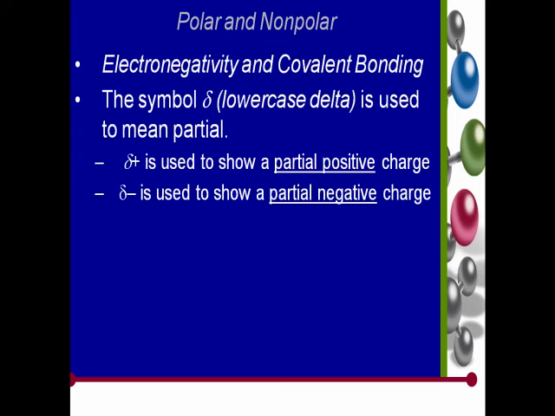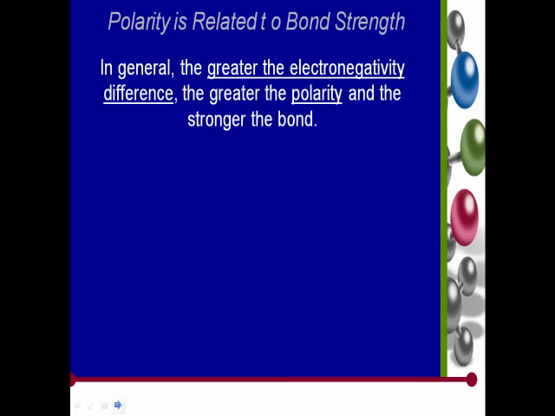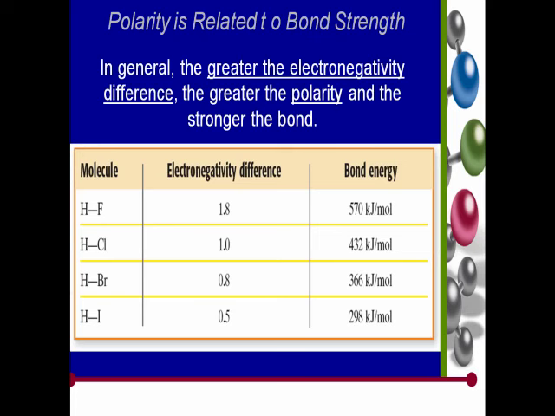So we've talked about the relationship between bond length and the strength of a bond. We can also talk about electronegativity difference and the strength of a bond. The greater the electronegativity difference, the greater the polarity, and the stronger the bond. In the diagram, there are 4 molecules, all containing hydrogen and a different halogen. Again, remember that fluorine is the most electronegative element on the periodic table. So HF is going to have the greatest electronegativity difference, and notice it has the highest bond energy.